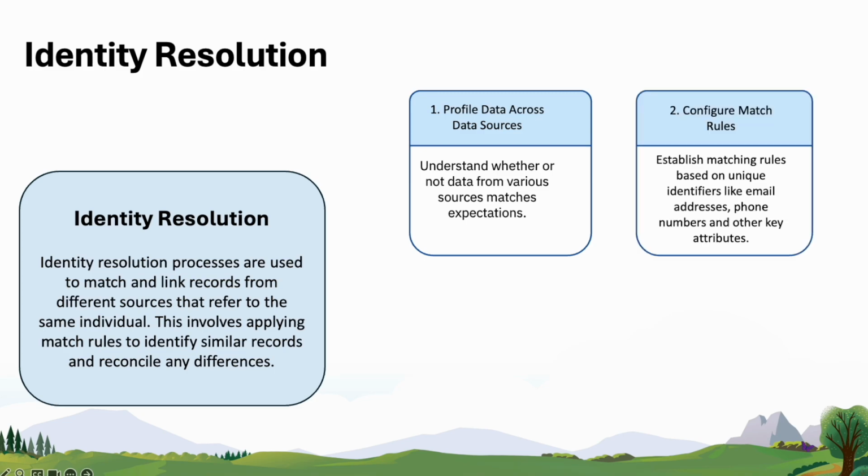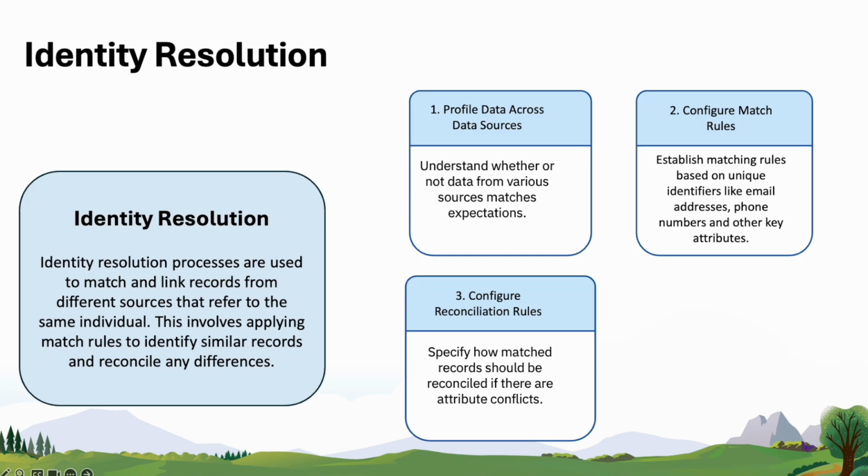In step 2, we need to configure the match rules. These match rules will link the records together. The more the number of fields in the match rules, the stricter the matching criteria will be. The fewer the number of fields, the easier it is to get a unified record created.